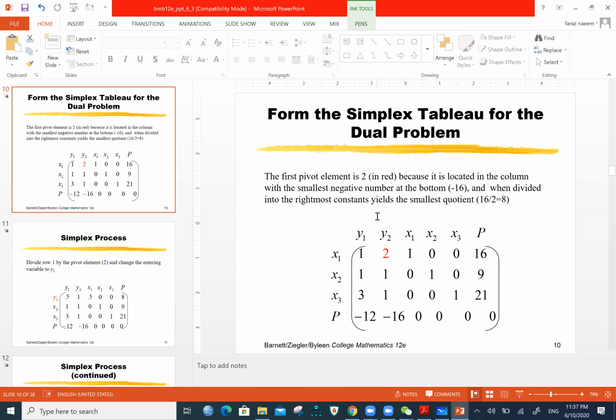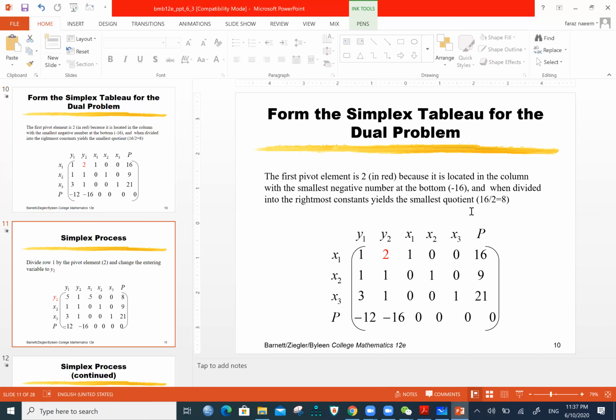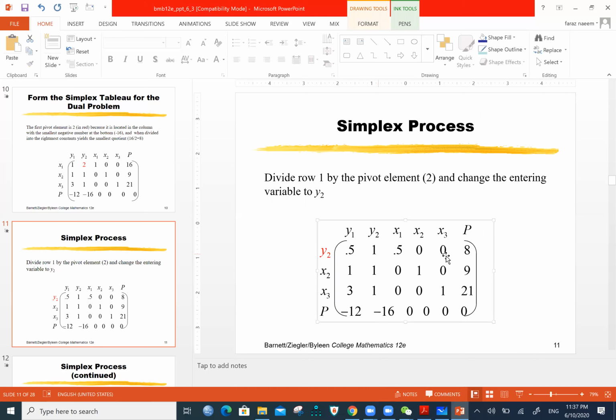Can you see my pen? Now this 1 divided by 2 will be 0.5. This 2 divided by 2 is 1. This 1 divided by 2 is 0.5. This is 0, this is 0, and this would be 8. Understand? Yes, I understand that. So now look at this. That is why here we have 0.5. Now we have 1, this is 0.5 and this is 8.